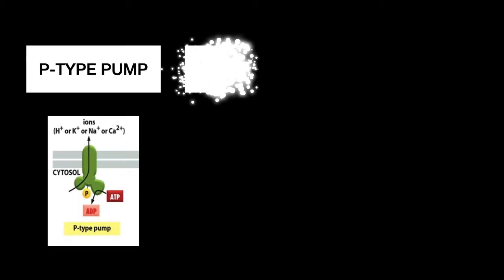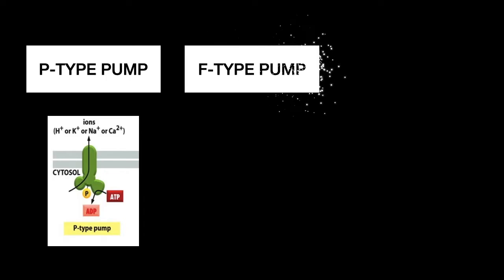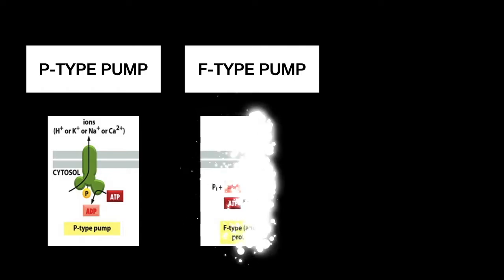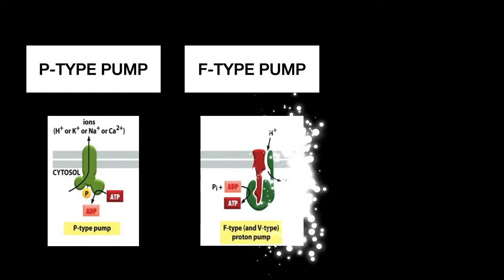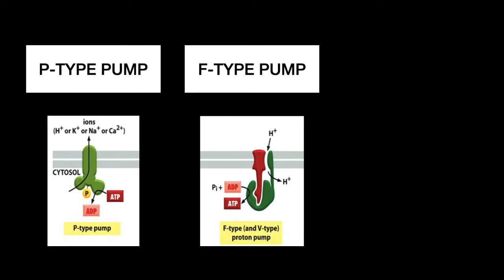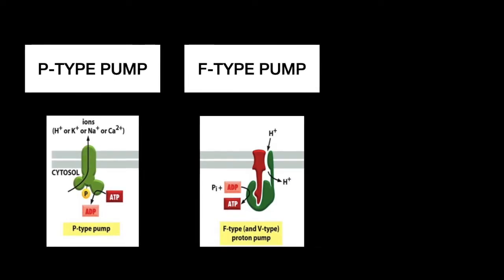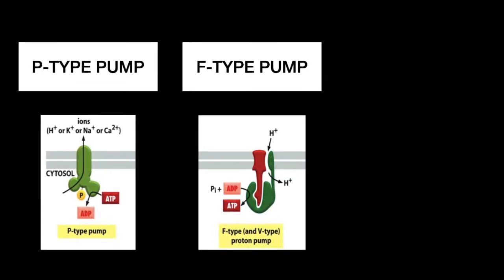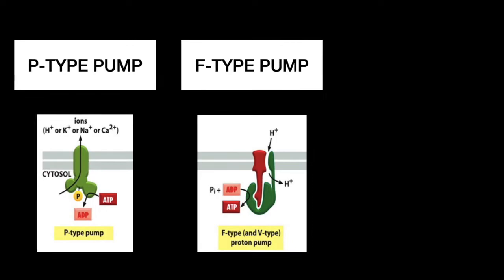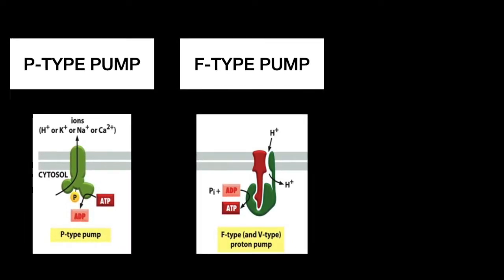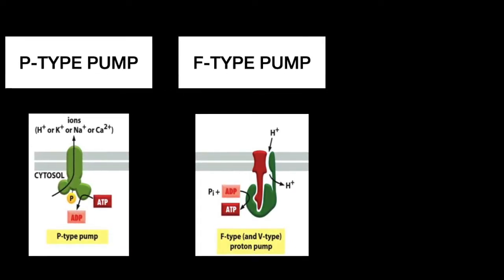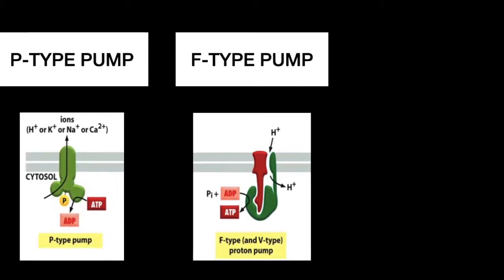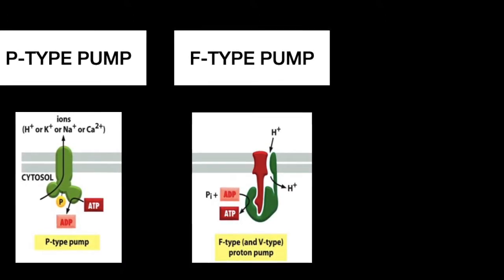F-type pumps are turbine-like proteins constructed from multiple different subunits. They differ structurally from P-type ATPases and are found in the plasma membrane of bacteria, the inner membrane of mitochondria, and the thylakoid membrane of chloroplast. They are often called ATP synthases because they normally work in reverse. Instead of using ATP, they use the hydrogen gradient across the membrane to drive the synthesis of ATP from ADP and inorganic phosphate.